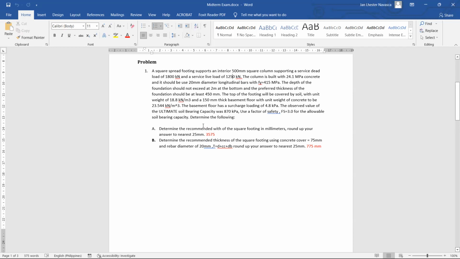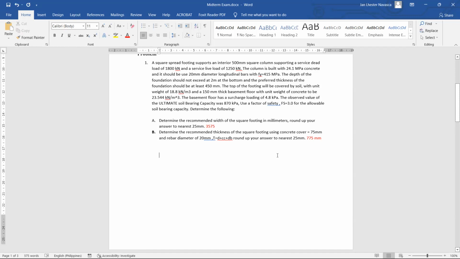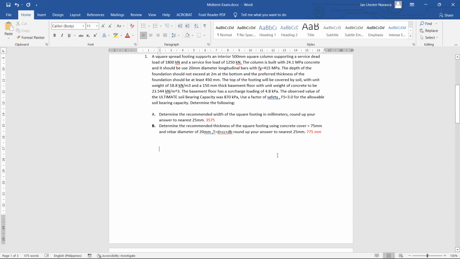First, determine the recommended size, recommended width of the square footing in meters. Okay, round up your answer to the nearest 25 millimeters. So our answer is 3,575 millimeters.